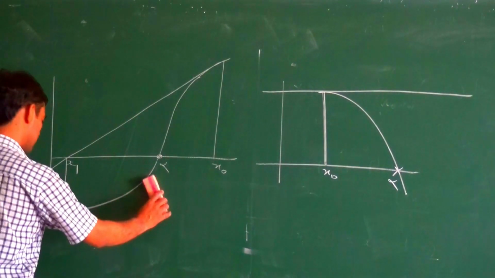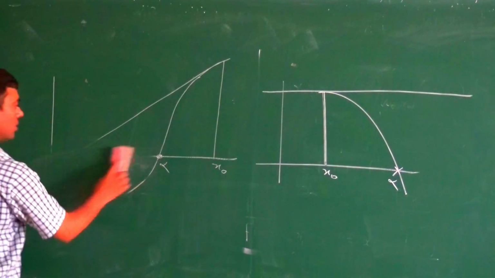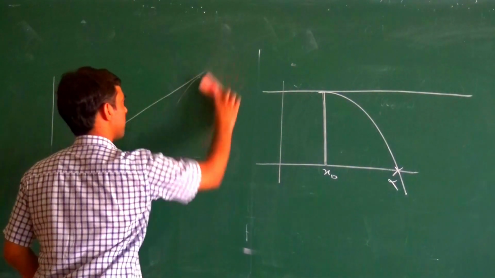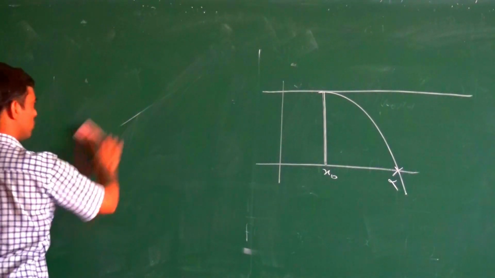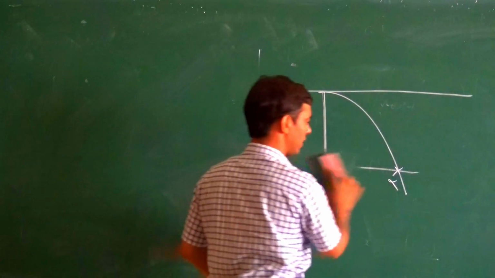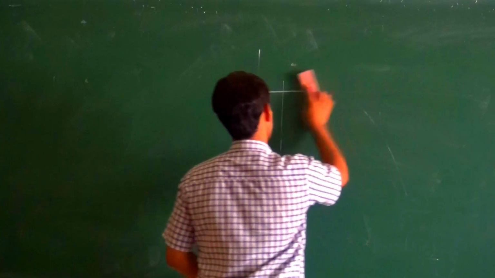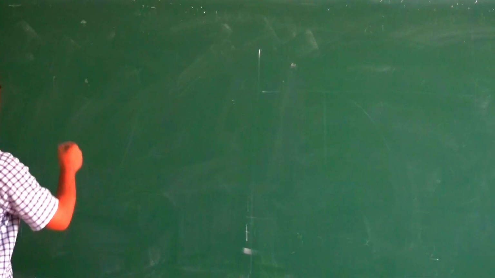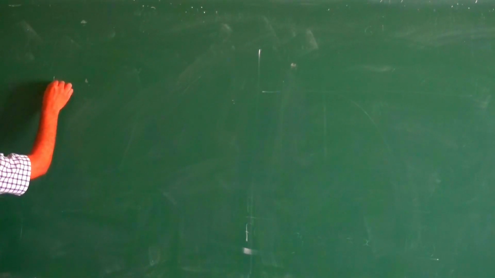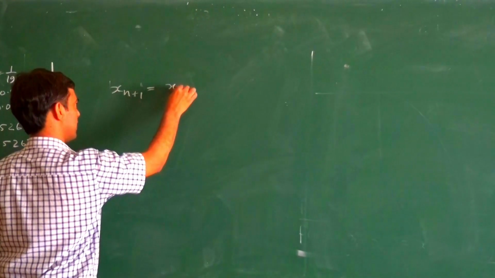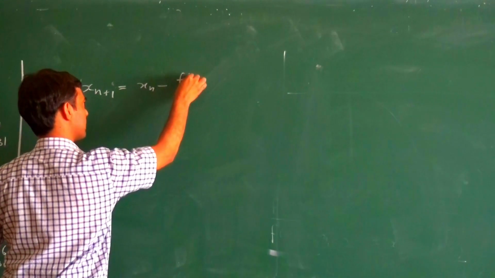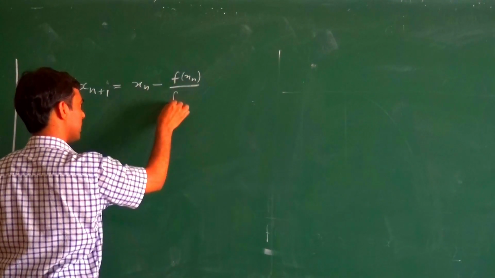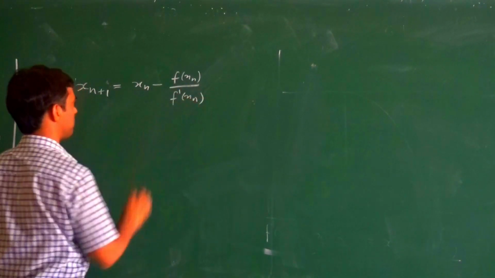So how do we choose the correct x0, so that the sequence of iterative values, x0, x1, x2, x3 up to xn plus 1, converges to our actual root? So what is the iterative scheme of the Newton-Raphson method? The iterative scheme is xn plus 1 equal xn minus f of xn divided by f dash xn.